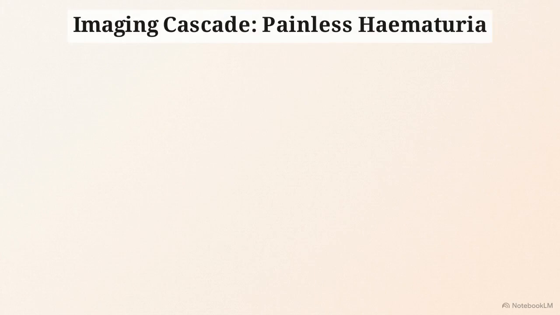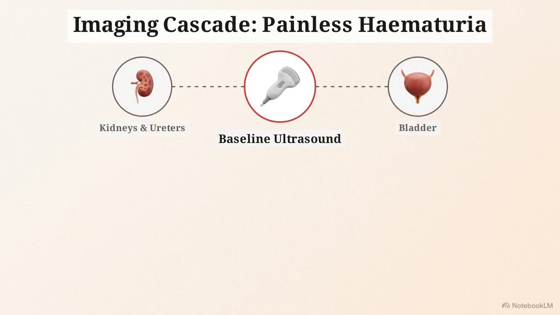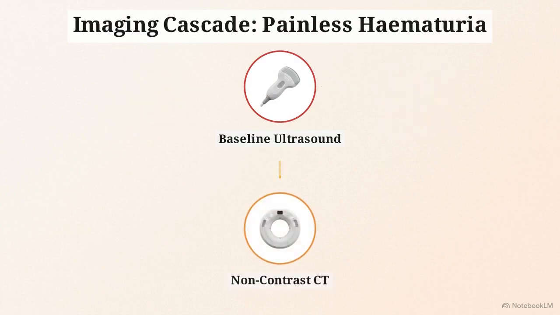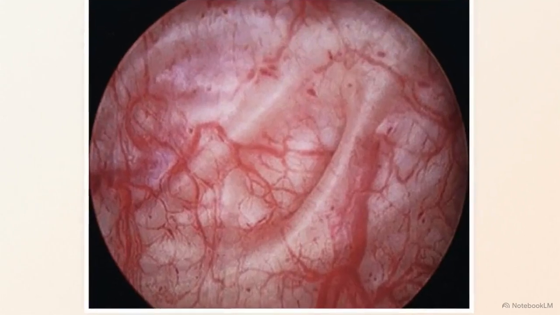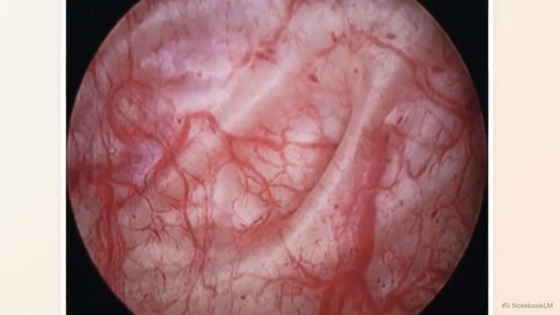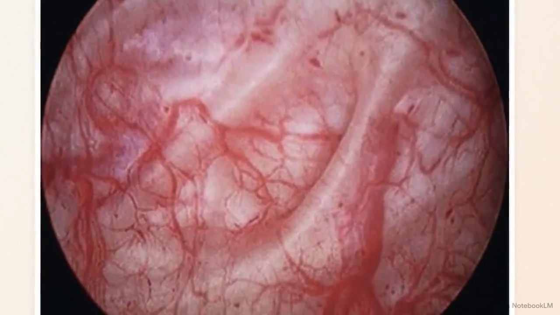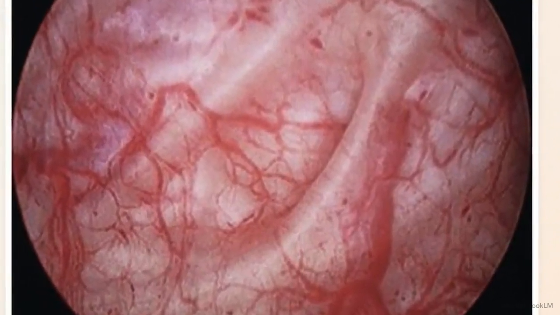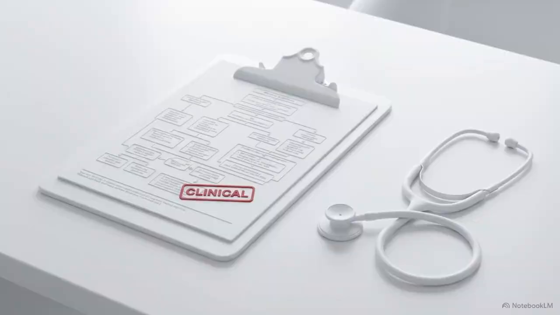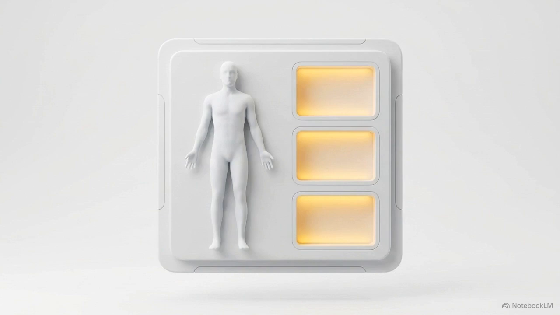The mandatory imaging cascade for painless hematuria starts with a baseline ultrasound of the kidneys, ureters, and bladder, followed by non-contrast computed tomography if required. If imaging is negative, cystoscopy is mandatory. It allows direct visualization of flat malignancies, like the abnormal vascular networks of carcinoma in situ seen here. Treating hematuria through strict protocolized algorithms rather than assumption is the only proven method to catch occult urological malignancies before they progress.